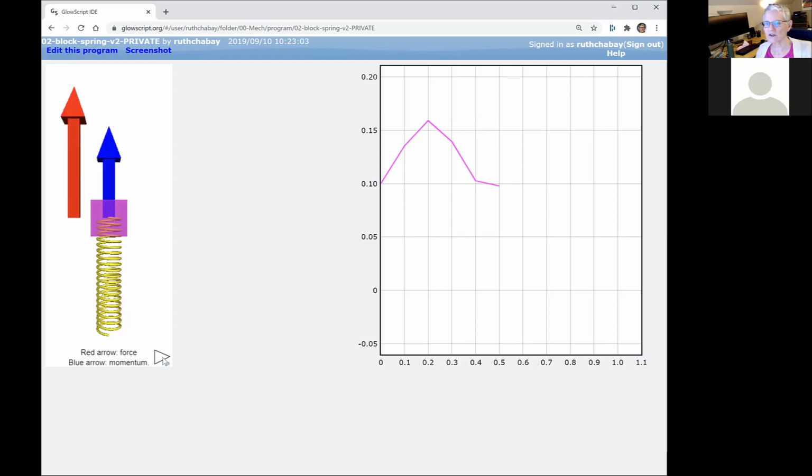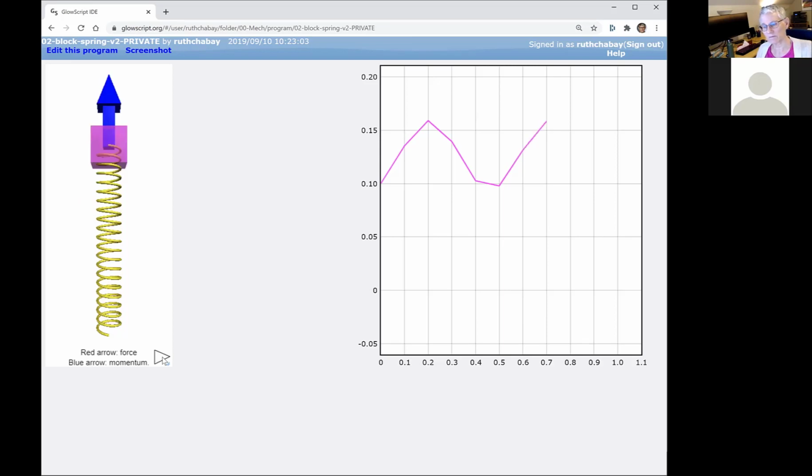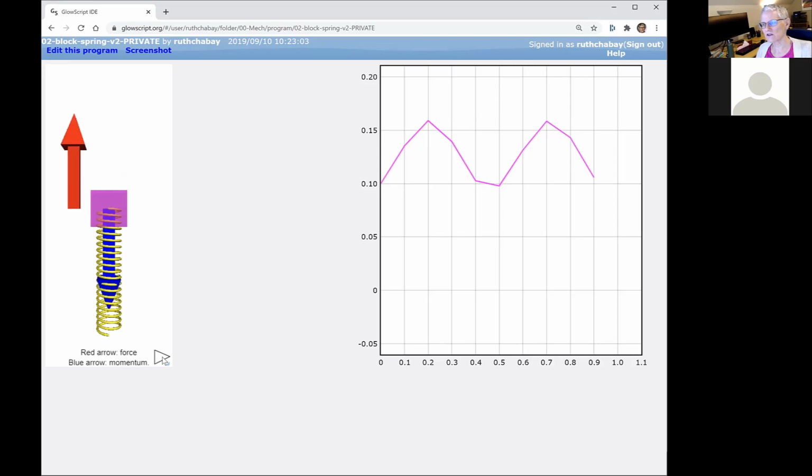And now we get a force up. That changes the momentum to be up. Now there's a small net force down, so the momentum is still up, but we have a net force down. And so indeed we are starting to get these oscillations.